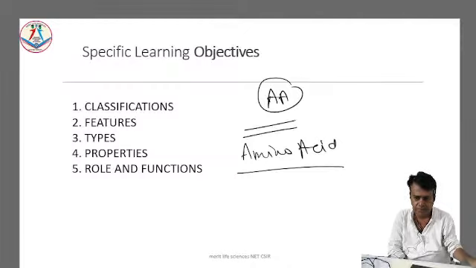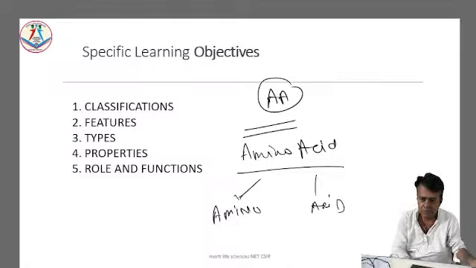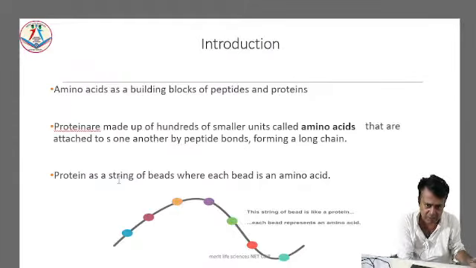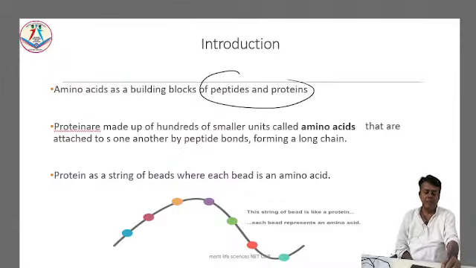Any idea? You will say it's a two-term name. First is the amino group and the other is the acid. So what special feature does it give to proteins? Because you know the amino acids are the building blocks of so many peptides and proteins, and all the features in your body you can see are only because of these amino acids.